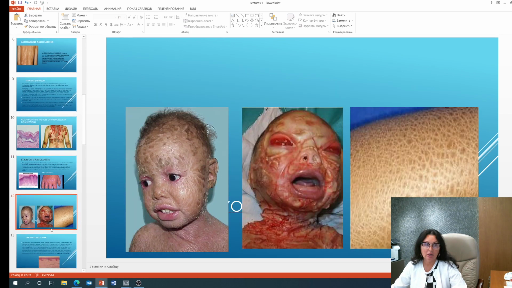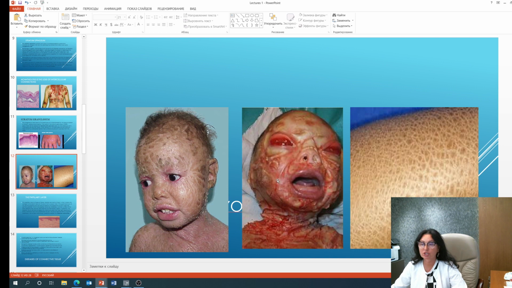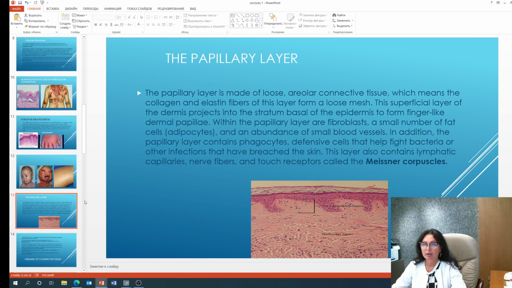This picture shows a genetic disorder, genetic disease. It's called ichthyosis. It's a problem with keratinization and hornification. There are different stages of this disease, from mild to very dangerous, not compatible with life. It is a problem not only with skin, but with eyes and mucous membranes too. Papillary layer.